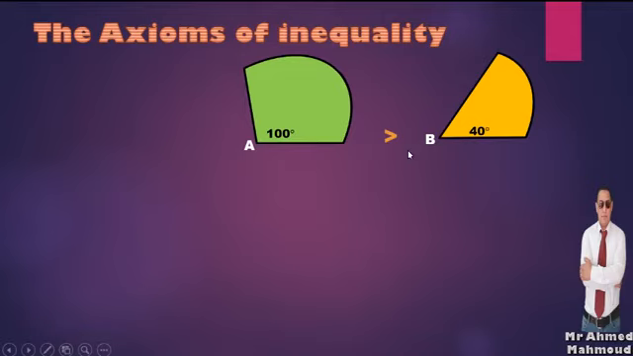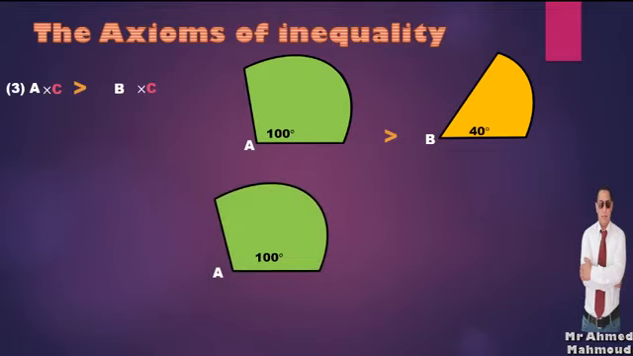As we see again, 100 is still greater than 40. Okay, then if I multiply both sides by the same number, the inequality is still the same. Briefly, if A is greater than B, then by multiplying A by C and B by C, it's still A times C greater than B times C.